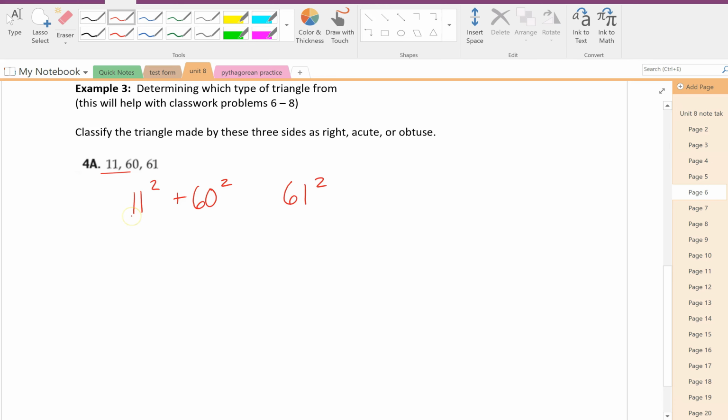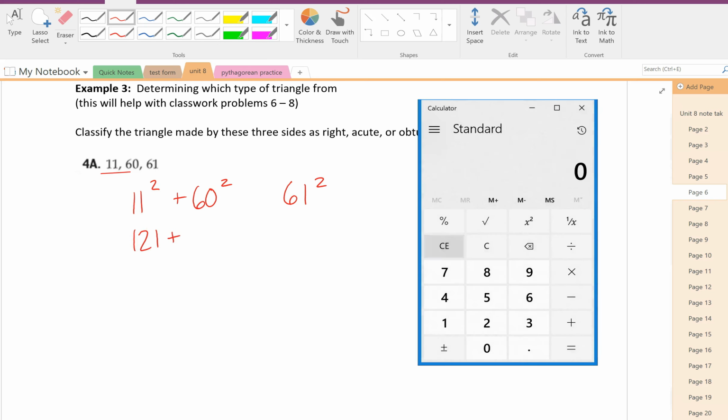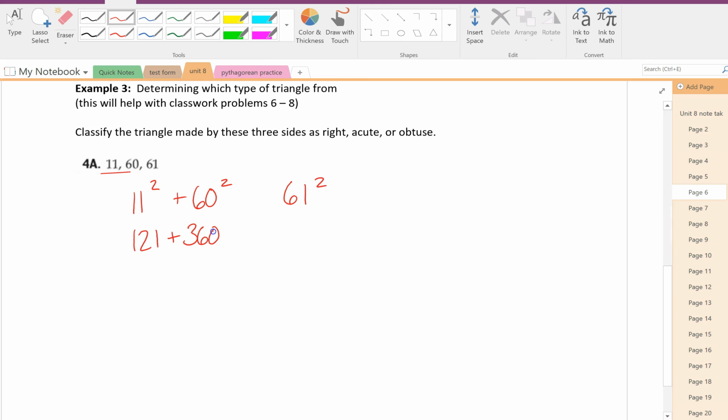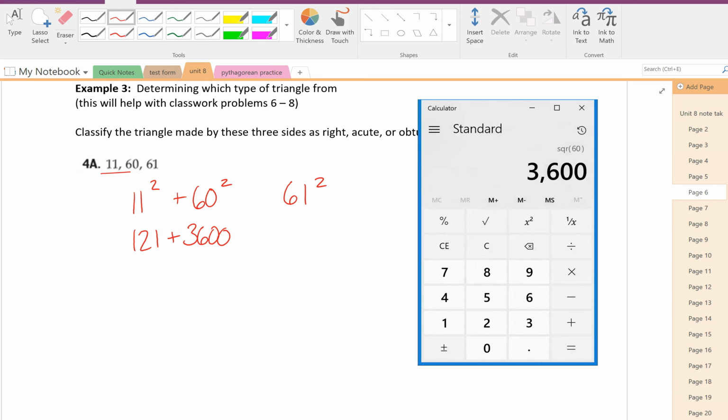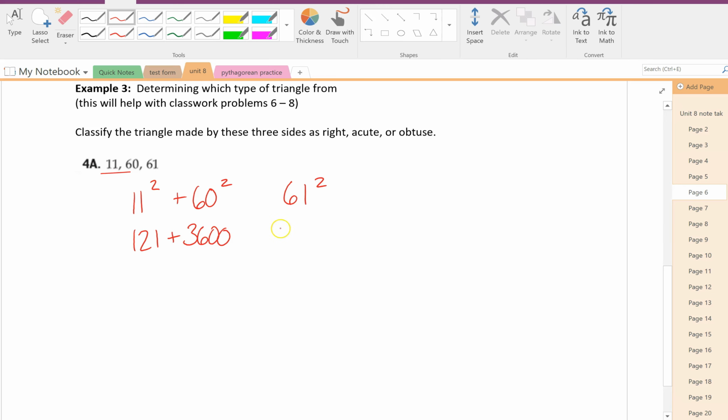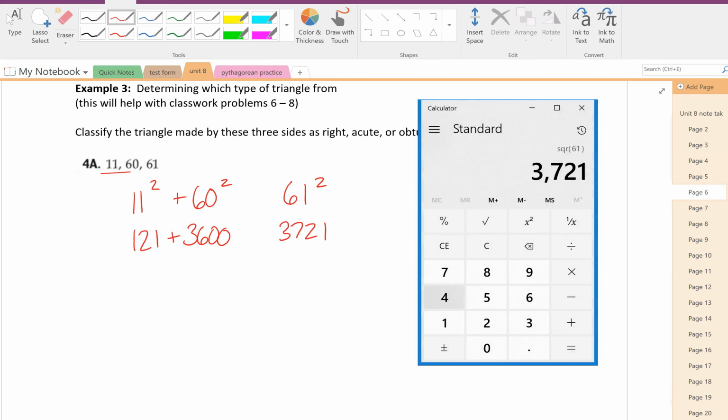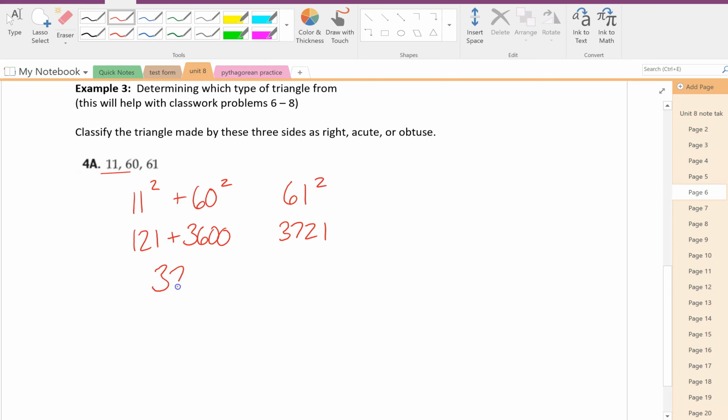So I have 11 squared, that's going to be 121. I want to make sure I get 60 squared correct, so I'm going to use my calculator. It's 3,600. And then I'm going to square 61 over here by itself, and that's 3721. Okay, what is 3,600 plus 121? Oh, it's 3721, and that's what I have over here.